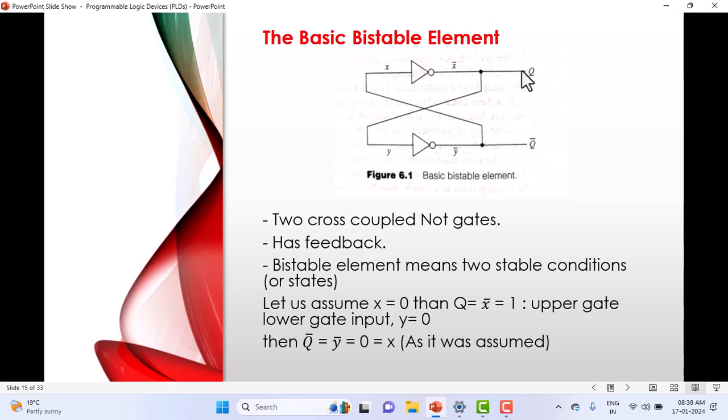Generally, if Q is equal to 0 and Q bar is equal to 1, that's called the reset state. I'm repeating once again, if Q is equal to 1 and Q bar is equal to 0, it's called the set state. In the set state, we are storing logic 1. In the reset state, we are storing logic 0. That means this one particular circuit can store one bit of data, either 0 or 1.